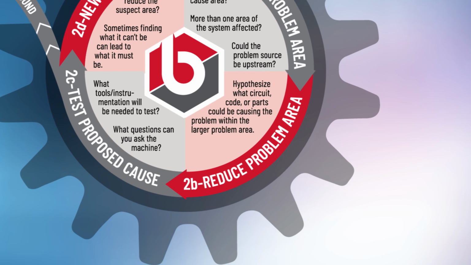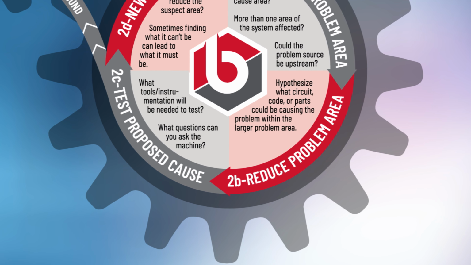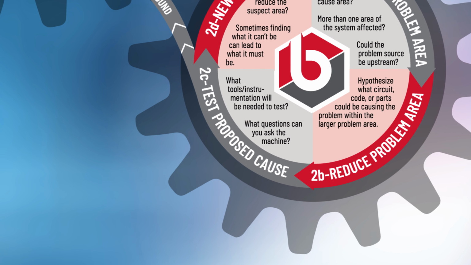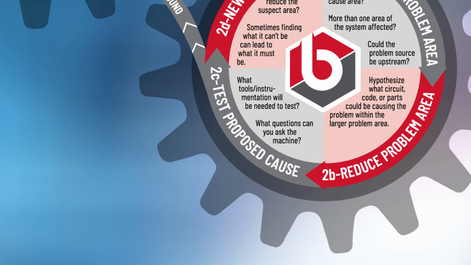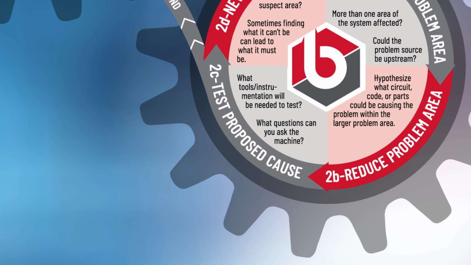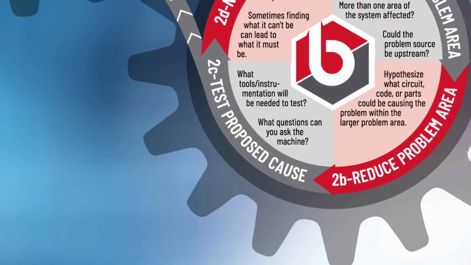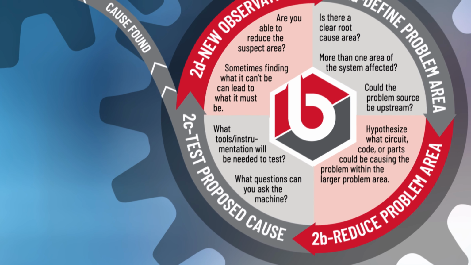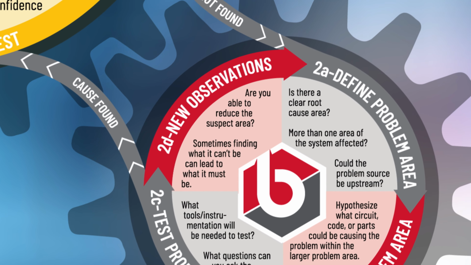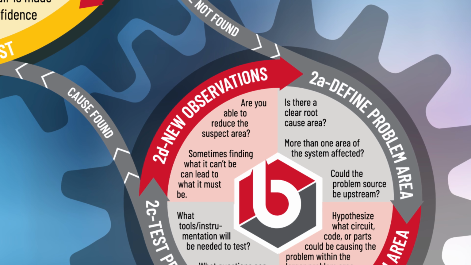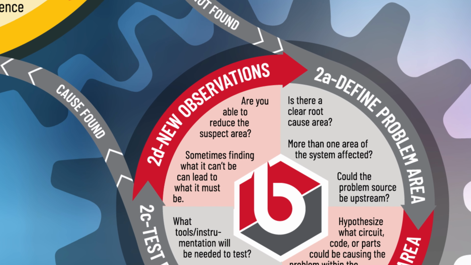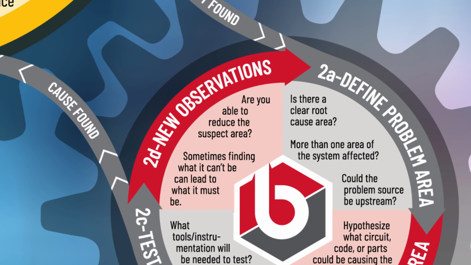Now that you have an idea of what caused the issue, let's move on to Part 2c and test the proposed cause. Before proceeding with the test, ask yourself what tools or instrumentation will be needed to test. What questions can you ask the machine? If you've been unable to identify the cause of the problem, you'll need to make new observations in Part 2d. Are you able to reduce the suspect area even further? Sometimes finding out what it can't be can lead to what it must be.